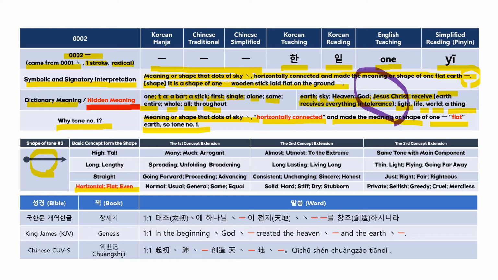And you also can refer to the Bible verses to feel the hidden meanings of 1E. Korean Hanja characters here, English King James Version: In the beginning God, hidden meaning here, created the heaven, heaven and earth here.